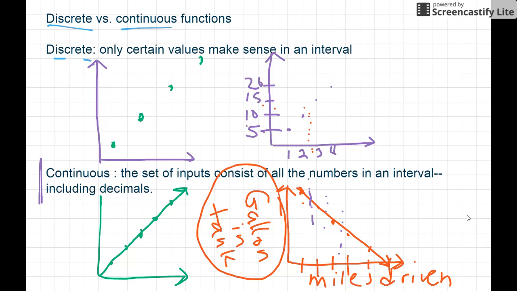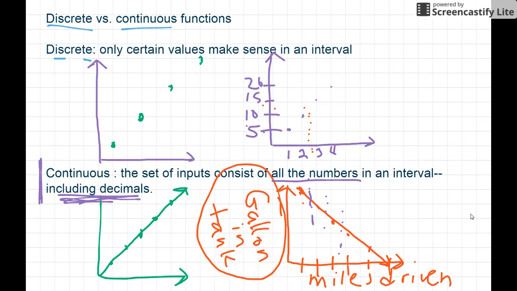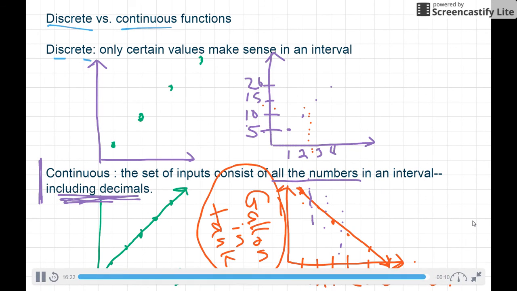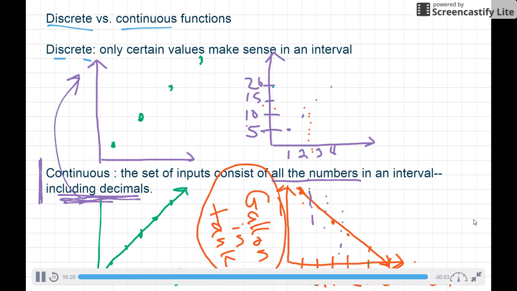So that's why on the continuous one, it says it consists of all the numbers, even including decimals, because you can go like 110.5 miles. That makes sense. And I don't know how many people would keep track of that, but that's at least possible. Whereas up here with the movie tickets, it's impossible to buy 2.5 movie tickets.